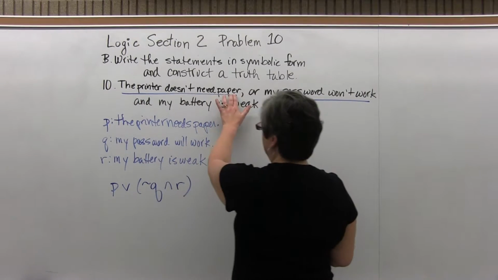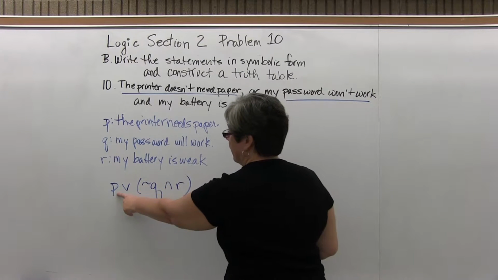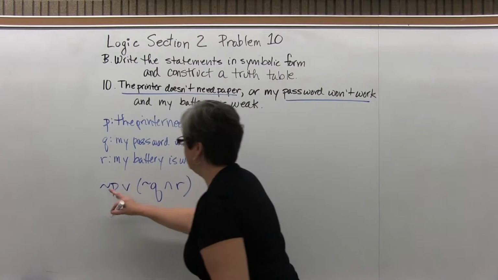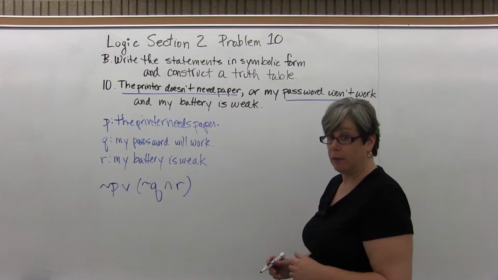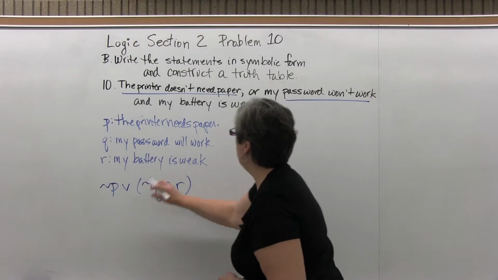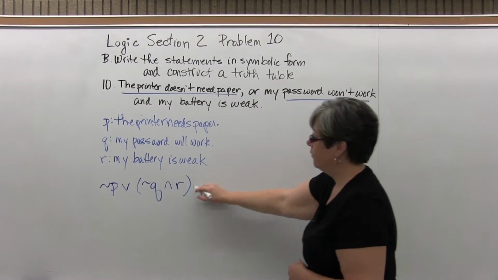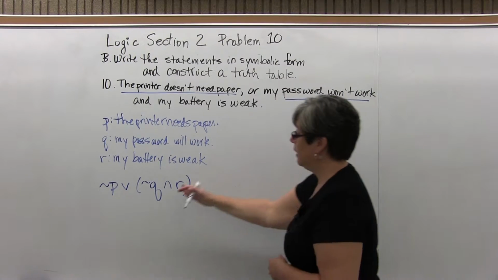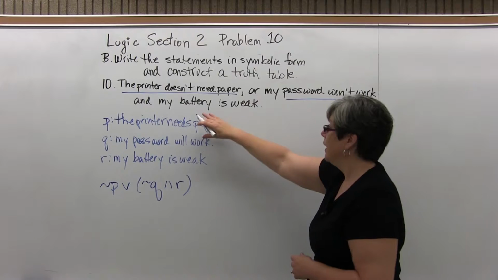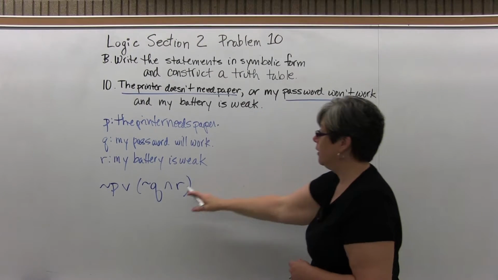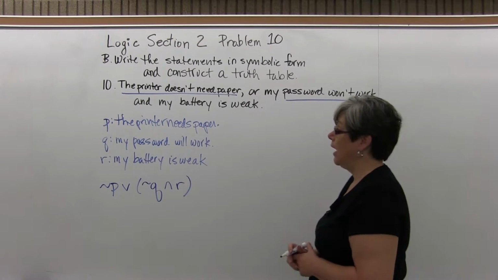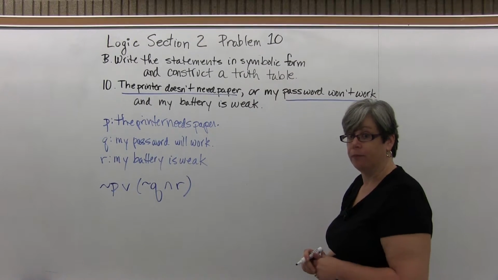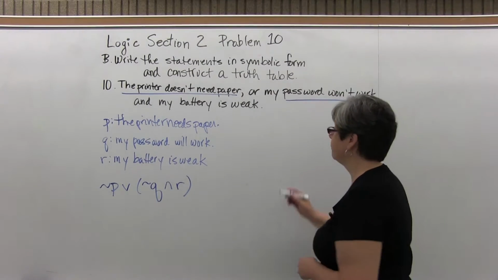The printer doesn't need paper. We missed that negation on the P. Let's put that in there. The printer doesn't need paper needs the negation of P. Or, that comma again tells us we need these parentheses. My password won't work will be a negation of Q. We caught that one. And my battery is weak. We have the and the R for my battery is weak. So we're all set to do our truth table.